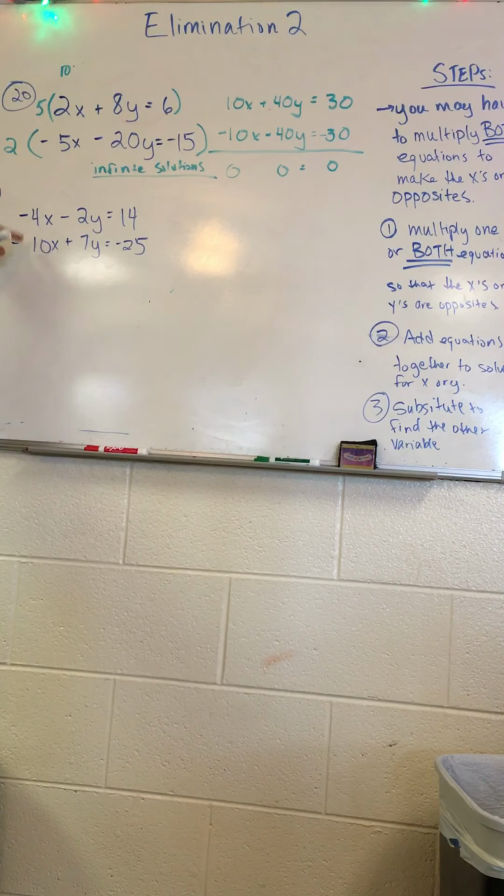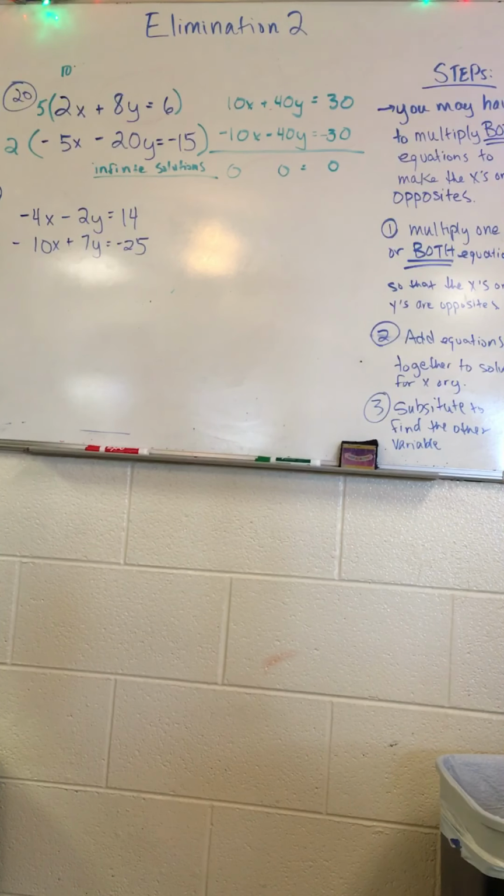So between 4 and 10, the least common multiple is 20 because 4 times 5 is 20, 2 times 10 is 20. Or I could do 2 and 7, which is 14. 2 times 7 is 14, 7 times 2 is 14. Which one do we want to do? You want to do the 4x, you want to eliminate the x instead of the y? Or 2y. I meant the y's. You want to do the y's.